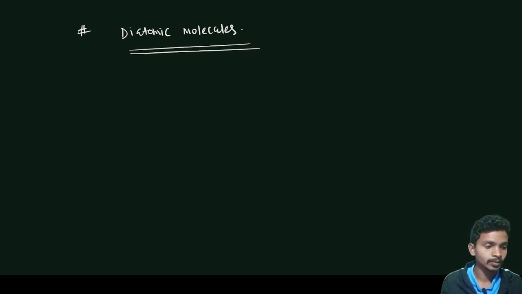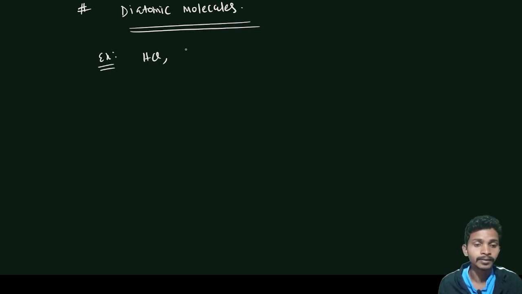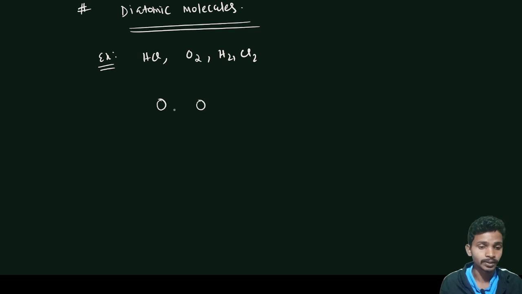If I talk about diatomic molecules, examples are HCl, O2, H2 or Cl2. These are molecules where two atoms are there, and these are linear molecules. Obviously only two atoms are there. Let's say one atom is here, then the other atom is here. So for representing these diatomic molecules, only one axis is needed because they all lie in one line.